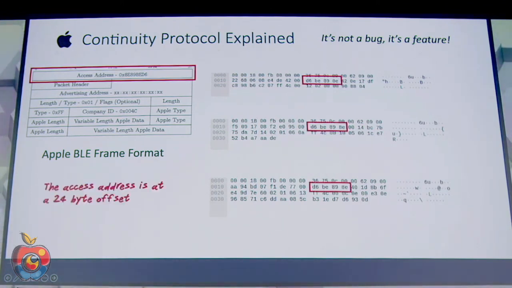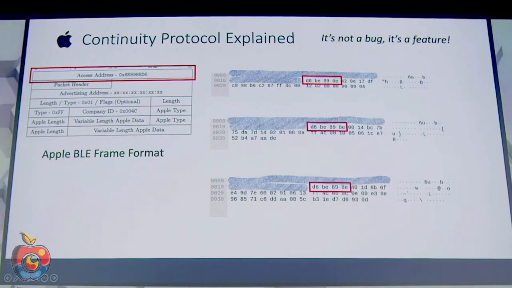The first information that we're going to look at is the access address, and this is at a 24-byte offset. There's a little bit of a difference between classic Bluetooth protocol and Bluetooth Low Energy. All BLE or Bluetooth Low Energy packets are going to be tagged with this same exact access address. So I'm just going to ignore everything before that because it's not Apple-specific information, and it's more related to classic Bluetooth or Bluetooth connection, so that information is not important.